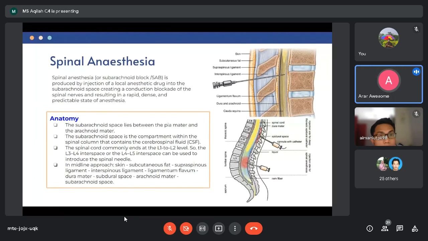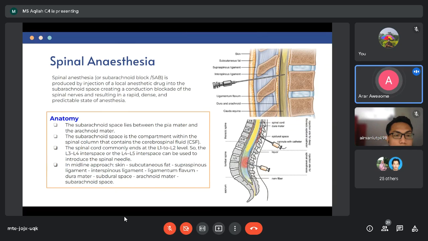This is the anatomy of the spine that we need to know, so we know how to conduct spinal anesthesia. The subarachnoid space lies between the pia mater and the arachnoid mater, and is a compartment within the spinal column, and it contains the cerebrospinal fluid. And usually the spinal cord will end at the L1 to L2 level.